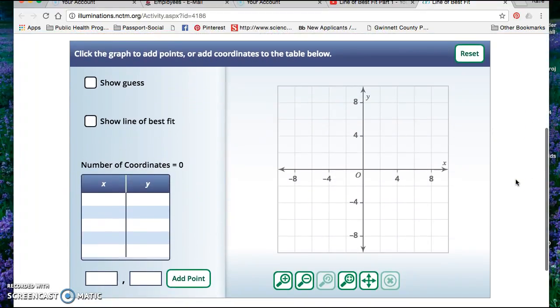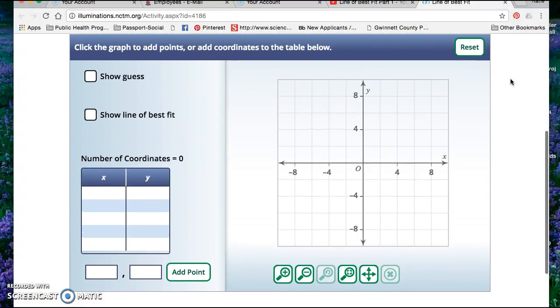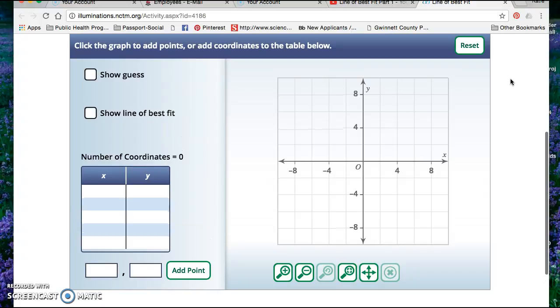So let's go ahead and look at this website. Basically what it tells me is I can go ahead and click the graph and add points or add coordinates to the table. So let's go ahead and do this. If I look at the graph, let's go ahead and just pick some points.